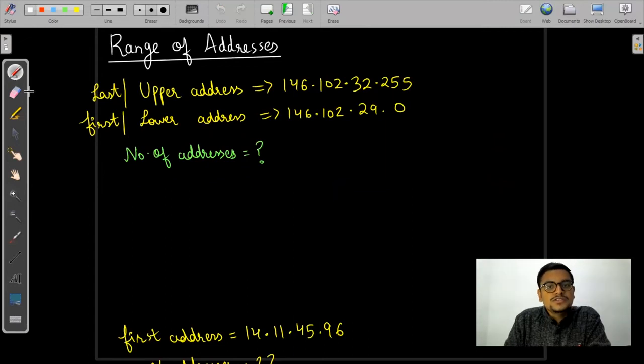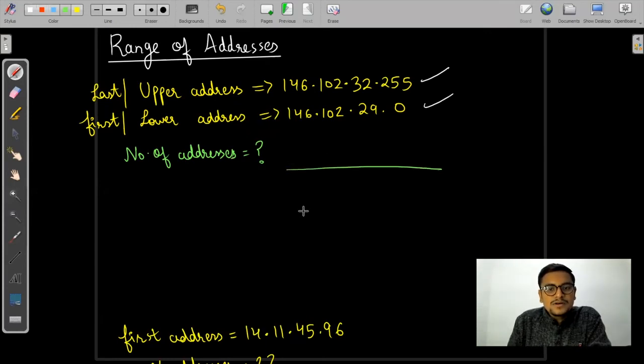So what is the meaning of a range of address? Let's suppose we have a first address, a lower address, and we have some higher address, which is the last address. If we want to find the number of addresses present in this particular range, what can we do? We can simply use the normal addition and subtraction methodologies. Let's suppose we have this upper address and this lower address, and we want to find the number of addresses between both of them.